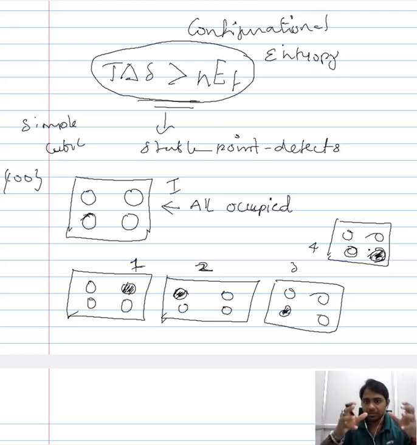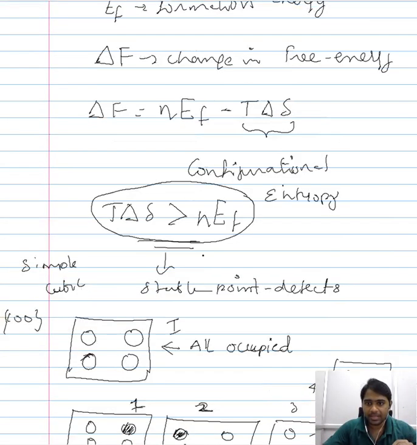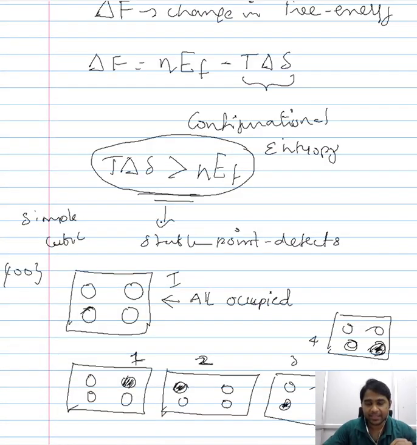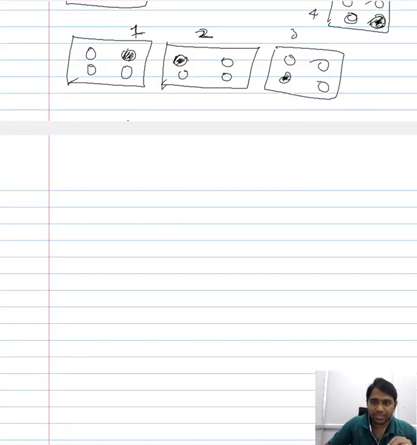So when you have a system wherein all the sites are occupied by atoms, you have only one way of arranging the atoms. However, when you have just one vacancy introduced in this particular plane of a simple cubic structure, you have 4 ways of arranging it, and this indicates an increase in the configurational entropy. Therefore, in this expression, when there is an increase in the configurational entropy, the overall energy of the system decreases, thereby making the point defects stable.